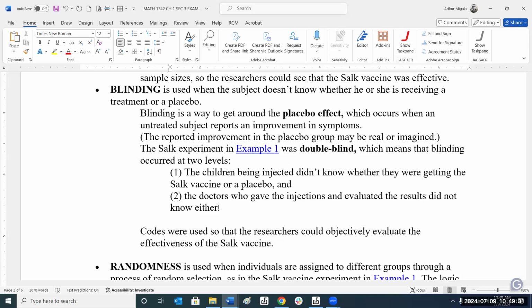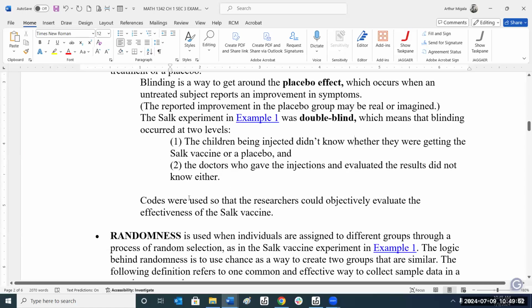In another case, somebody knew, and the nurses or the doctors who gave the medication didn't know. Remember I said earlier, the fewer people that know, the better it is. So everybody's thinking, okay, everybody's getting this treatment, so everybody's going to get fixed. And that's what the whole experiment's about. Double-blind experiments are usually the best type because, again, there's less chance of mistakes. Codes were used so that researchers could objectively evaluate the effectiveness of the salt.